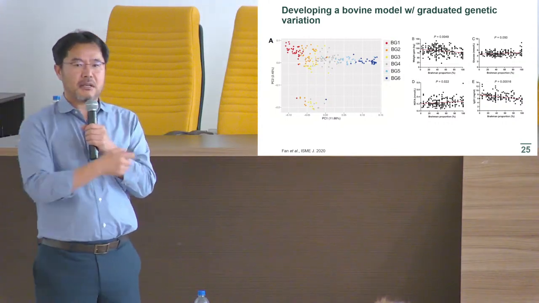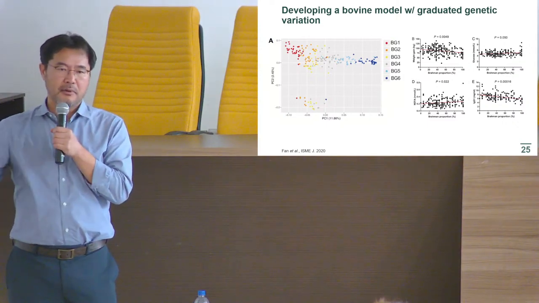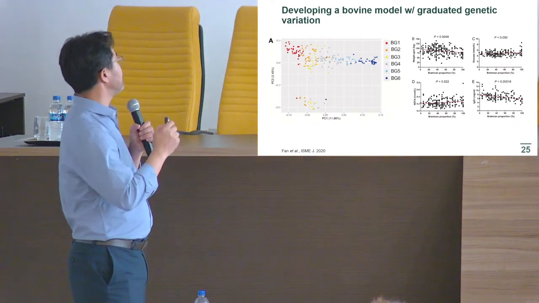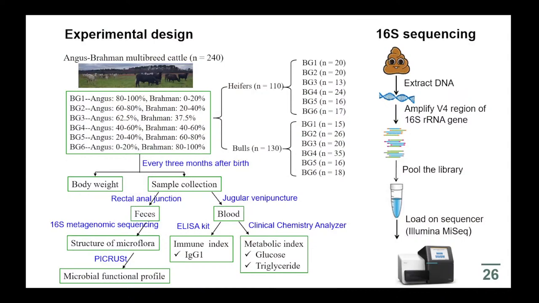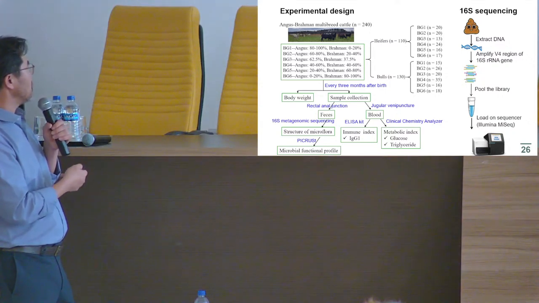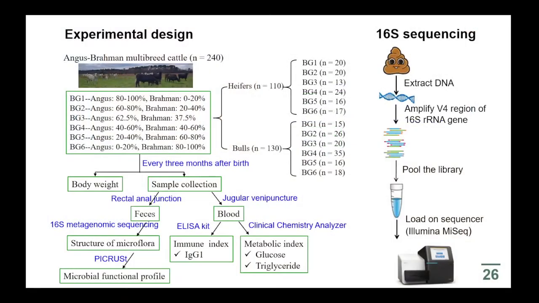So all of the data supported that our animals are really good, very well maintained, well separated, and gradually different, having different genetic composition. Then what we did, after deleting those animals, was employ 240 animals. These are the groups, heifers and bulls, with different genetic composition like this. We collected feces to understand the microbiota composition. Also, we drew blood to measure IgG1, glucose, and triglyceride, and we ran metagenomics.